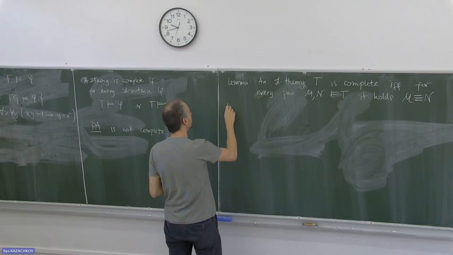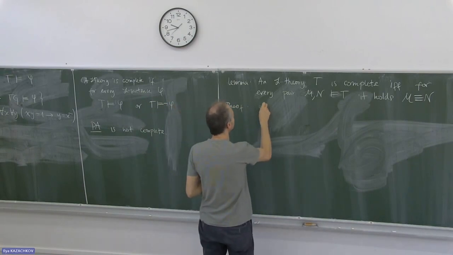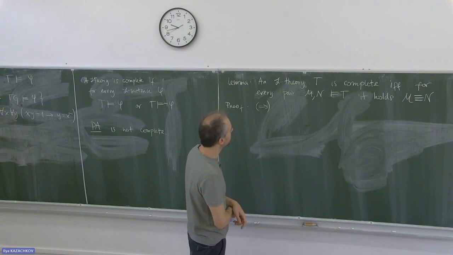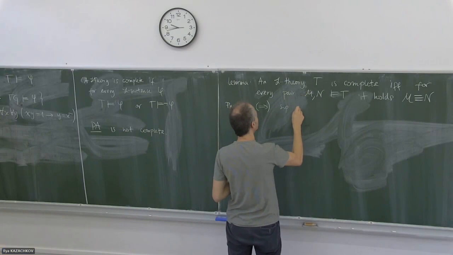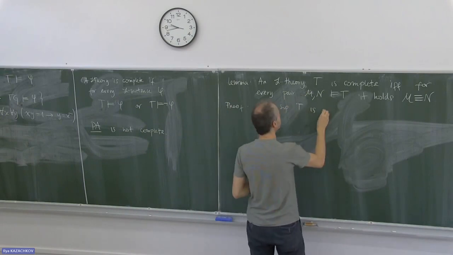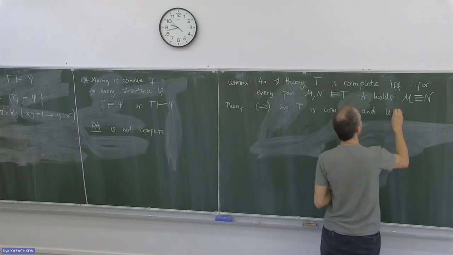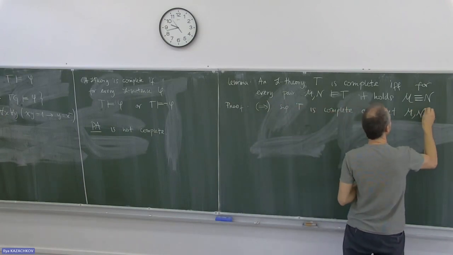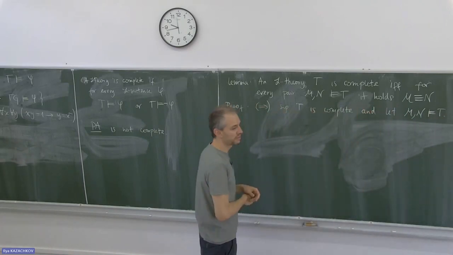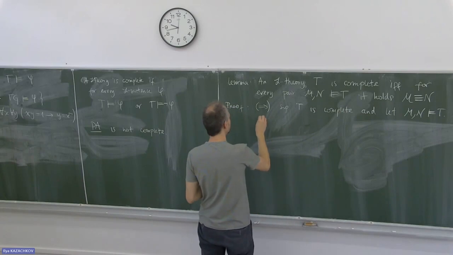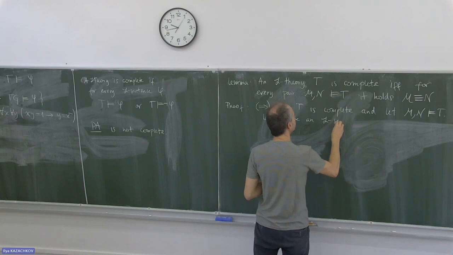Okay, let's prove this theorem. So this direction, right? Suppose T is complete, and let M and N be two models of T. We need to show that they're elementarily equivalent, so they satisfy the same sentences. So let phi be an L-sentence.